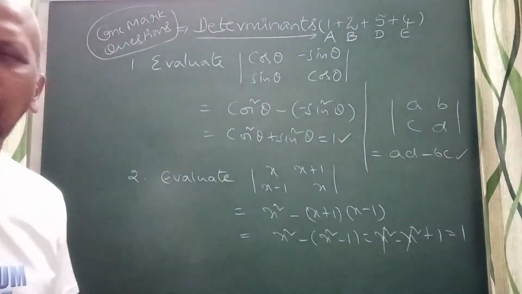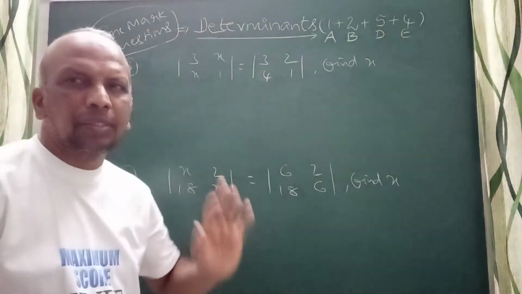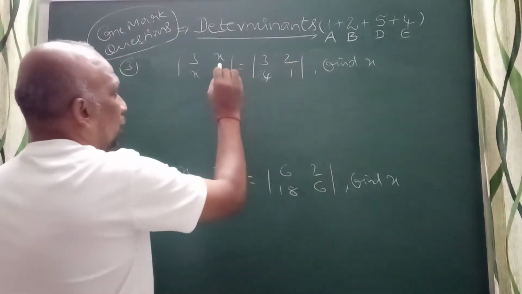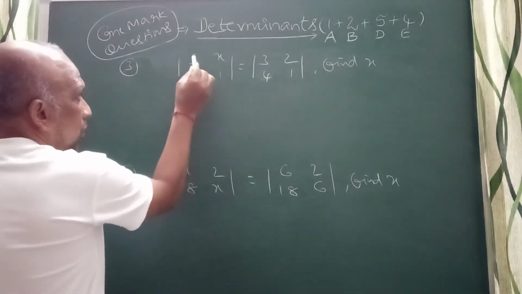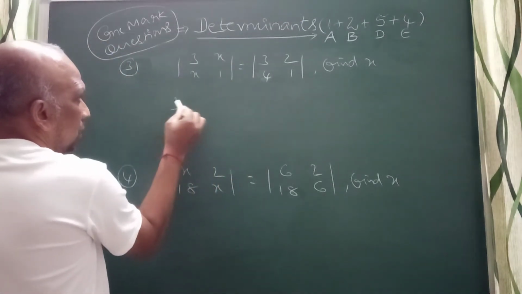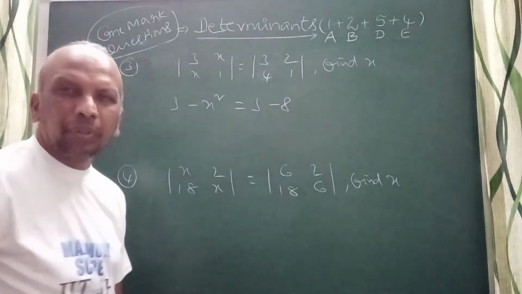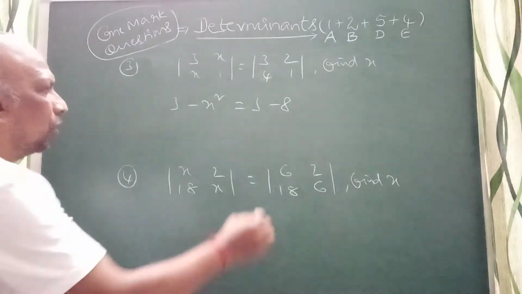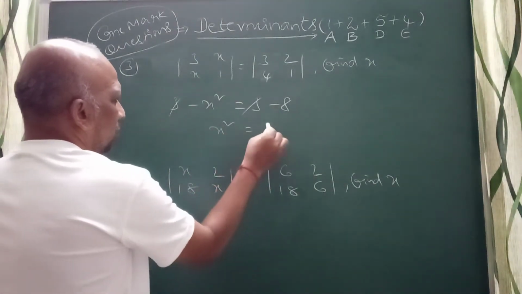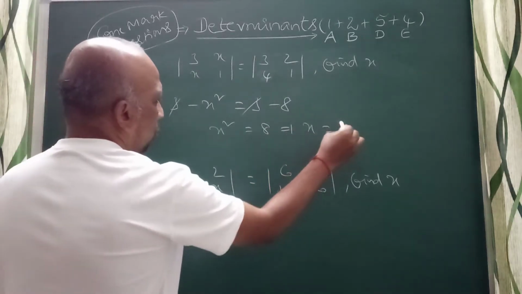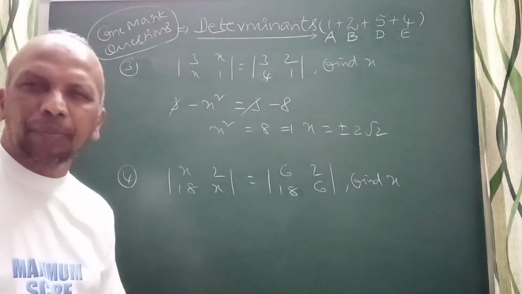Now I do the next problem. See, in this problem, they have given a determinant and asked to find x. When this is a determinant, don't write x equal to 2 or x equal to 4. Just write AD minus BC. 3 minus x square equal to 3 minus 8. Again, 3 gets cancelled. x square is equal to 8. Then x is equal to plus or minus 2 root 2, root 8 is plus or minus 2 root 2.